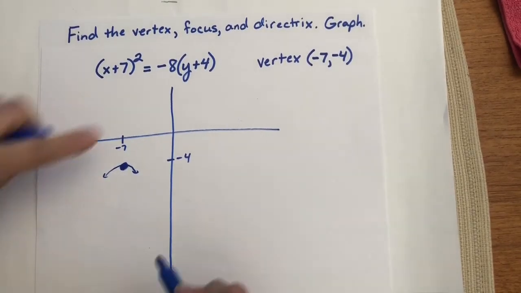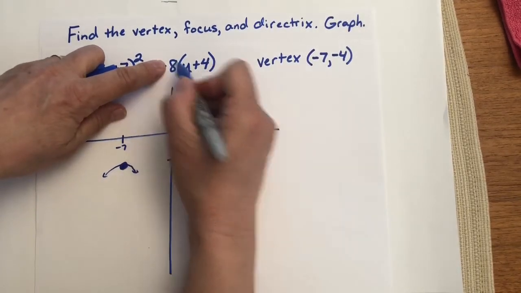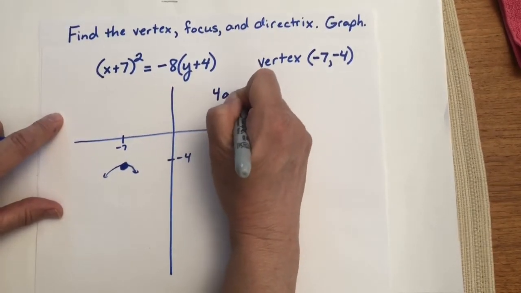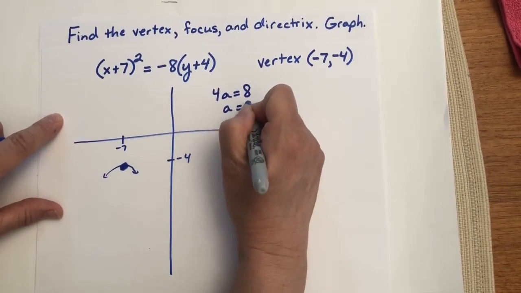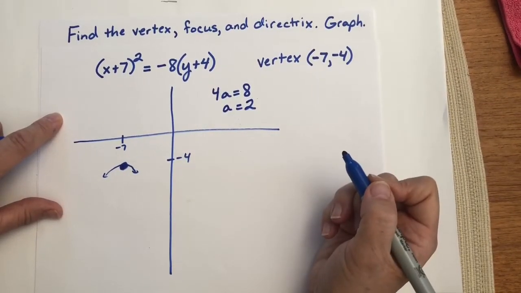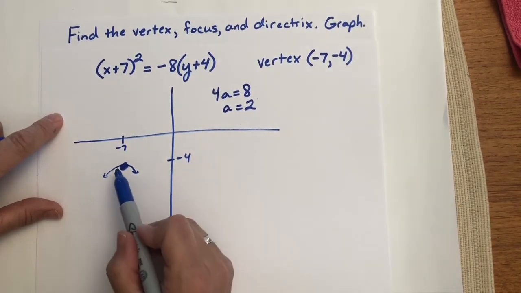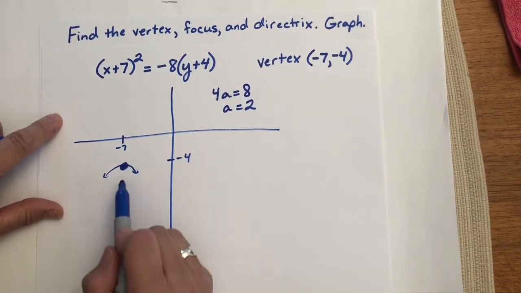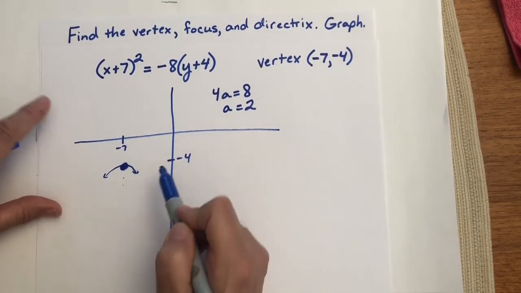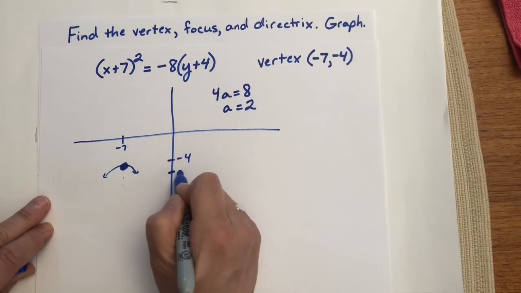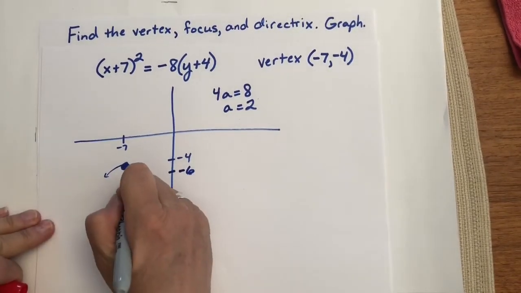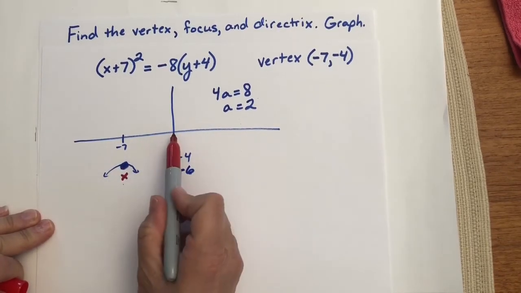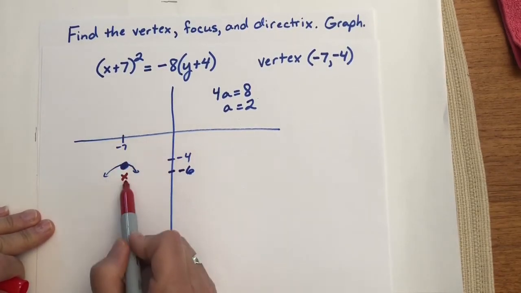So again, we set 4a equal to 8. So a is equal to 2 in this particular problem. So the distance from vertex to focus is 2 units. So from here, I'm going down 2. I'm at -4. If I go down 2, I would be at -6. So my focus is right here at -6. So let's see, the ordered pair would be -7, -6.